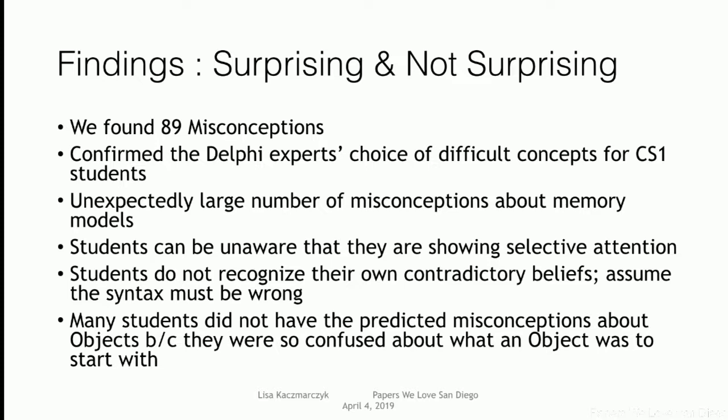One area where the Delphi experts really missed the boat was that they had come up with a whole lot of very specific misconceptions related to objects, because objects are in fact notoriously challenging. But what we found out was that the students didn't have those misconceptions about objects because most of them just didn't have any idea of what an object was at all. They hadn't even gotten to the point of being stymied with the whole idea of objects. So they couldn't have the specific misconceptions that the Delphi experts thought they had.